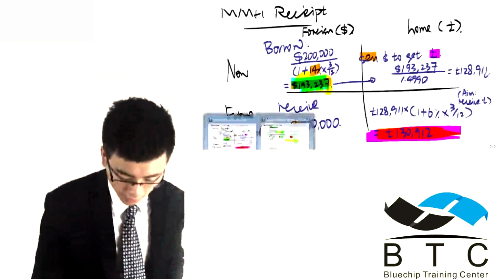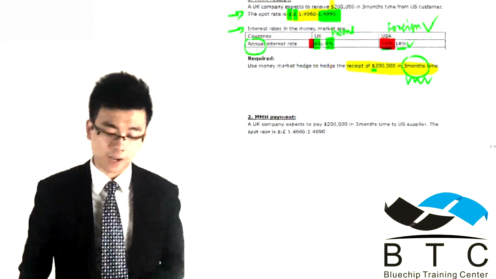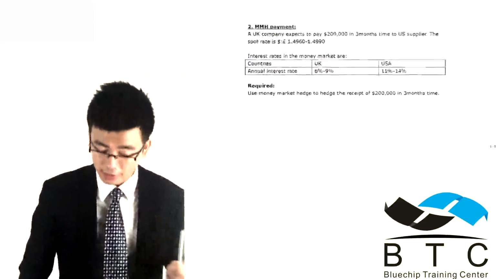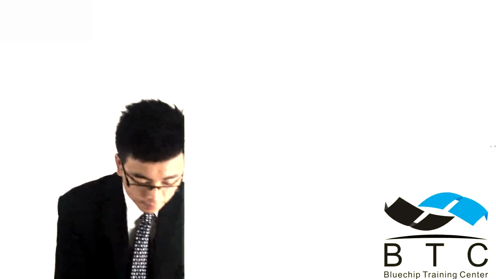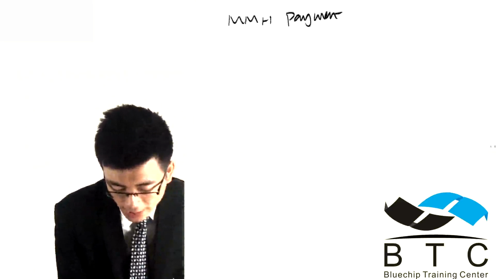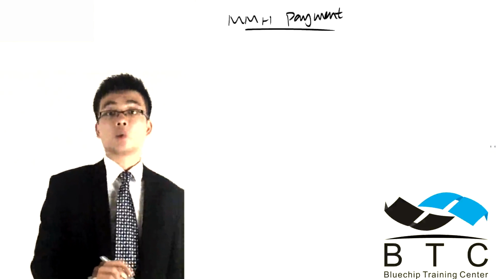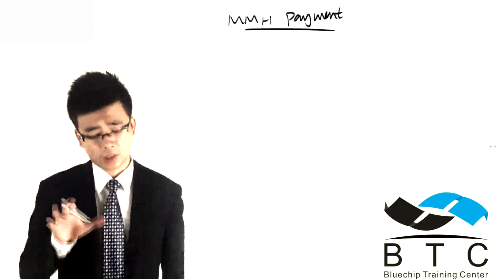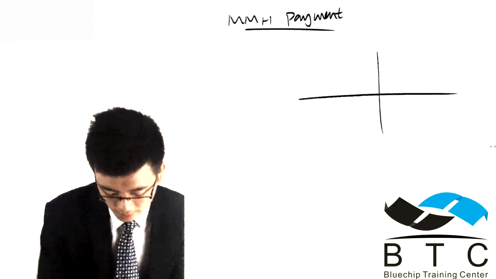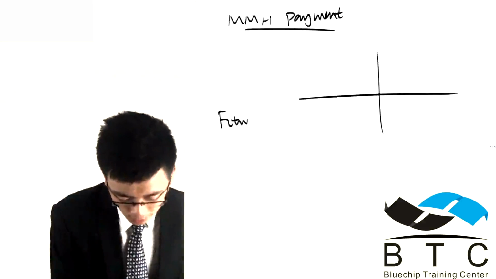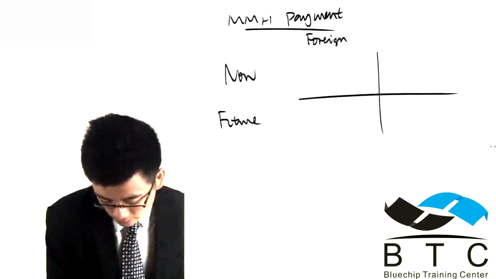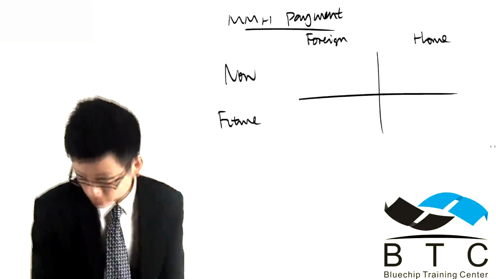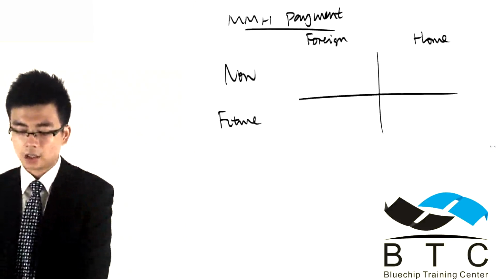Okay, so that's enough for the explanation. I think you are very clear about the MMH. So let's have a look at another exercise, which is the MMH payment. MMH payment will involve the same steps compared to the MMH receipt. So we're going to create a table first, and then this is future, this is now, this is foreign, this is home. Okay, so let's have a look at what's what.